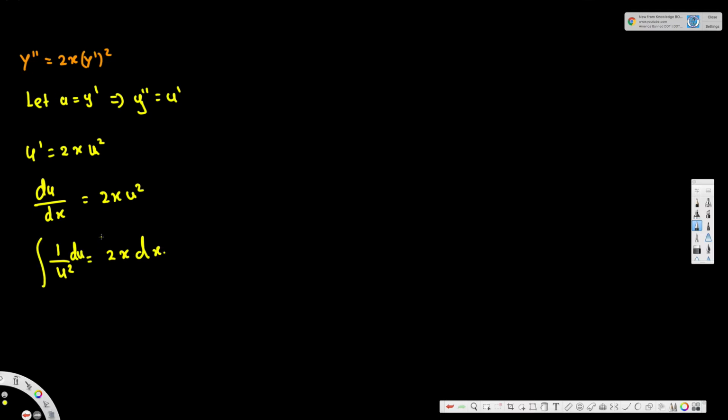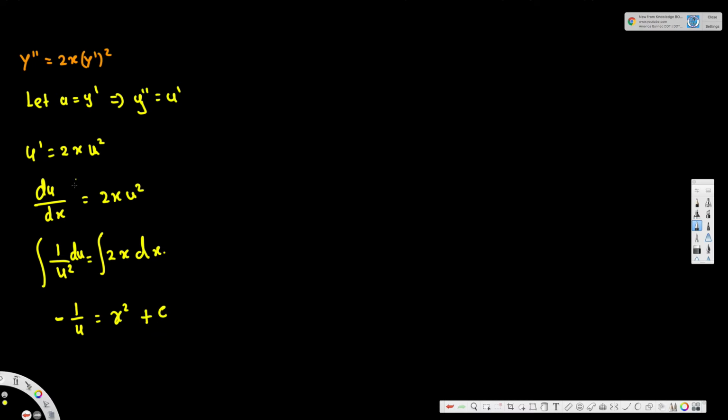If we integrate both sides, this is going to be u power negative 2. If you integrate, this is going to be u power minus 1 divided by minus 1. So this is going to be negative 1 over u. And here we will have 2x square divided by 2. That's going to be just x square. And also we will add a constant for this, plus c.